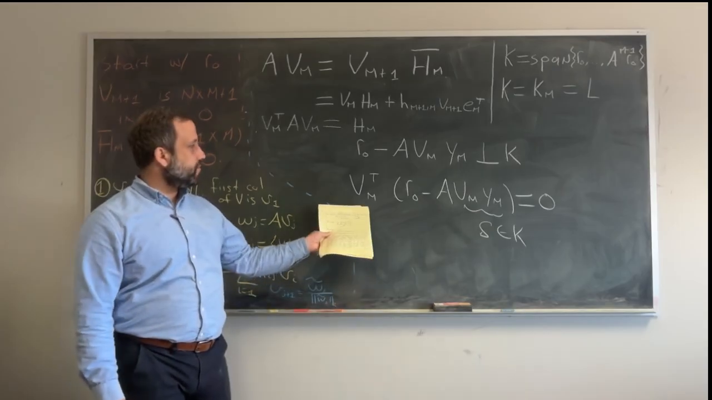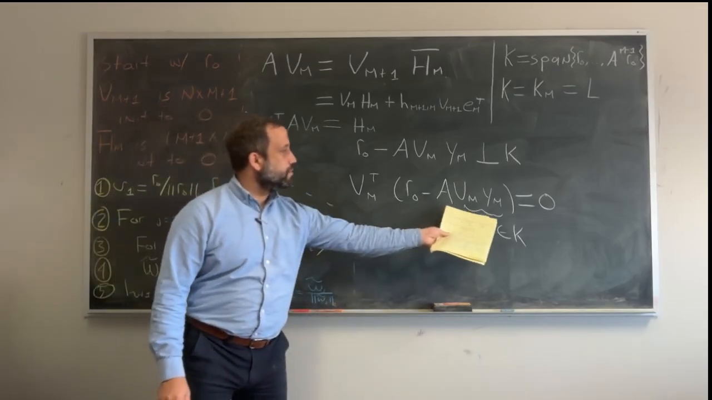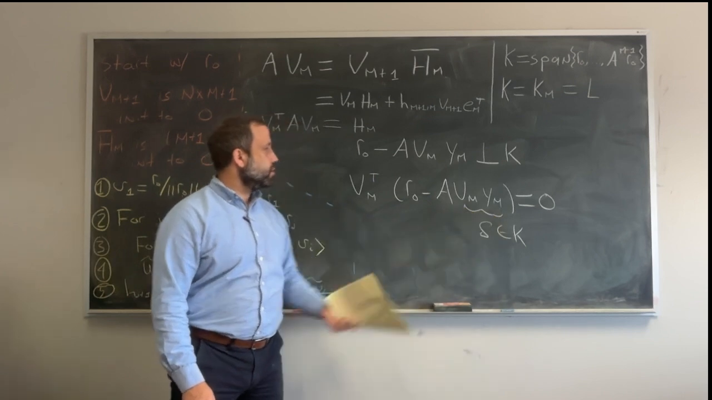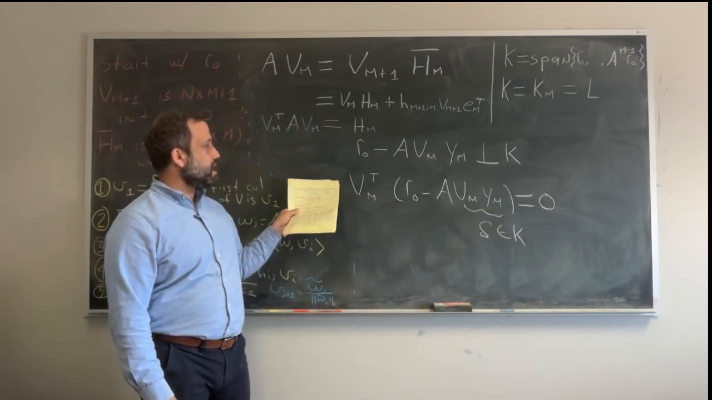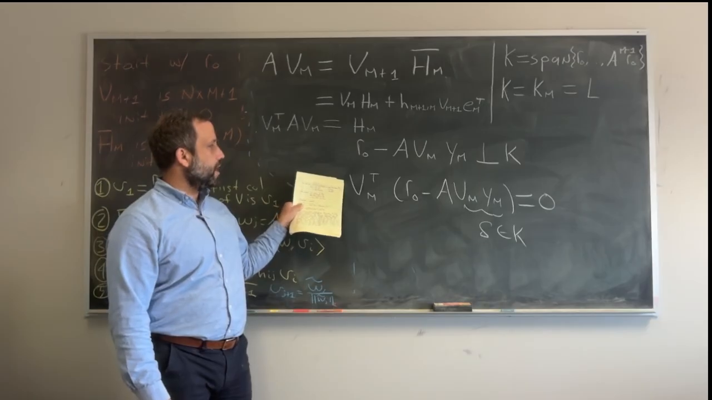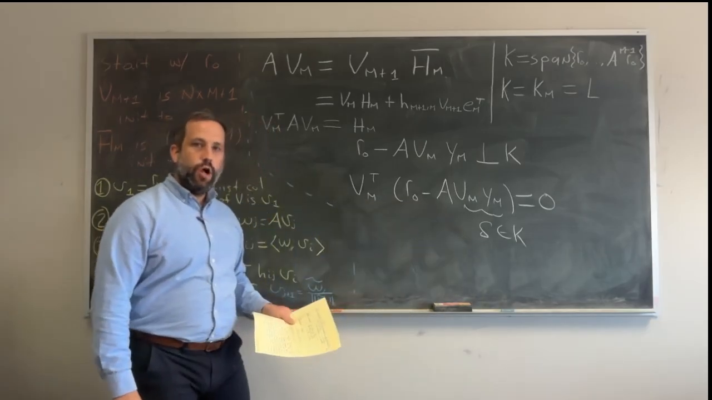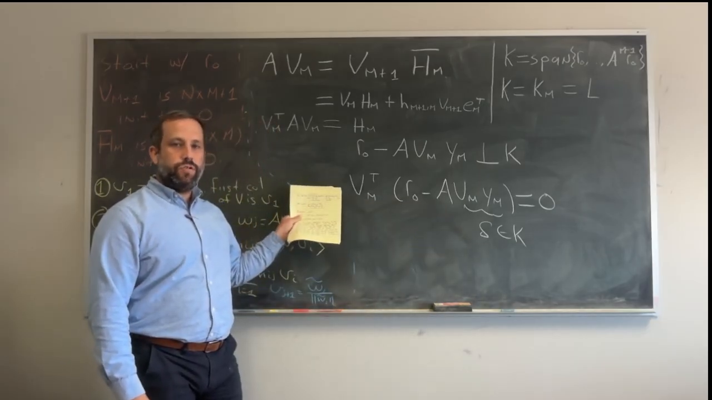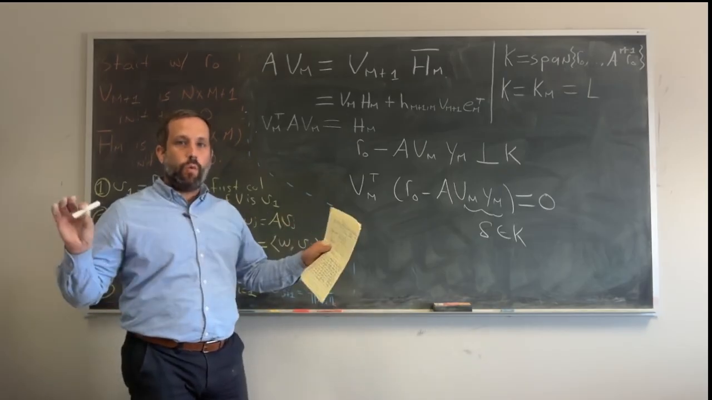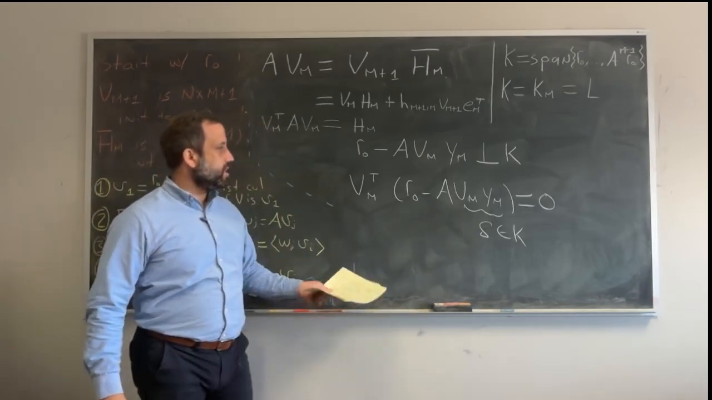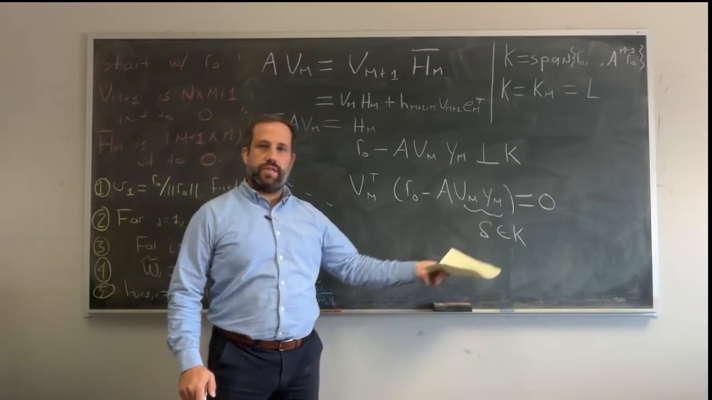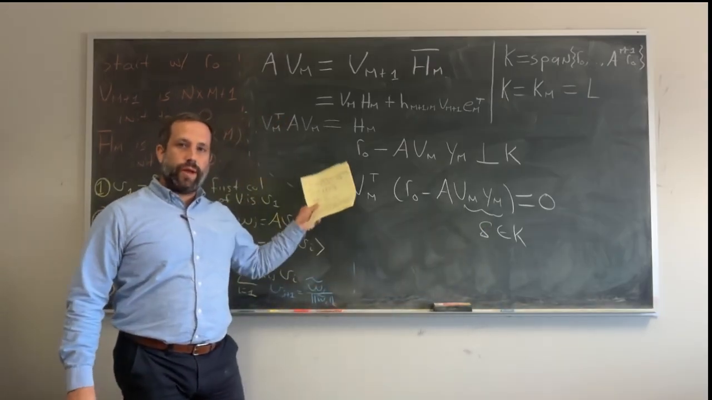And now what does this mean? Vm transpose, when you do this, this is a matrix, this is a vector. When you do this product, the first entry of this matrix vector product is going to be the dot product of the first row of Vm transpose with this vector here. Well, what is the first row of Vm transpose? It's just the vector V1, but on its side. So V1 dotted with that, if that's equal to 0, it means V1 is orthogonal to this. And similarly, all the way down to Vm.